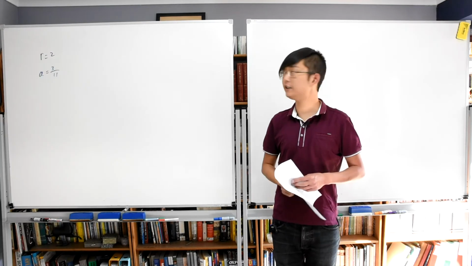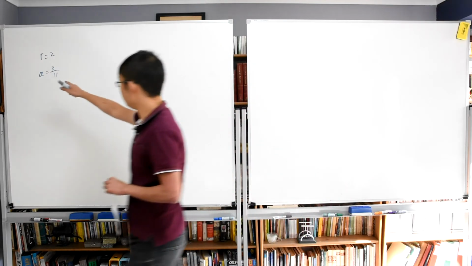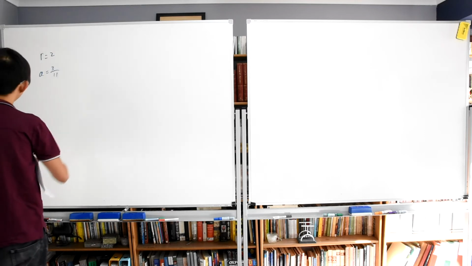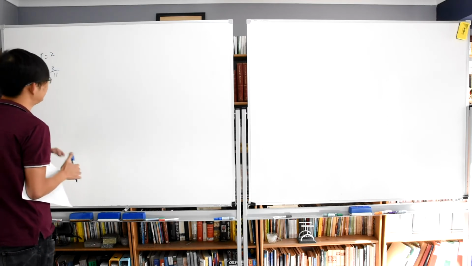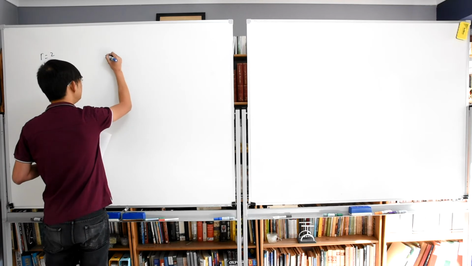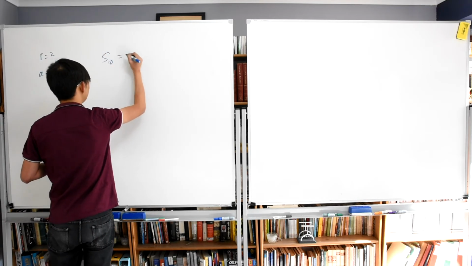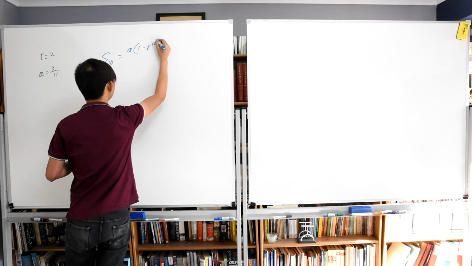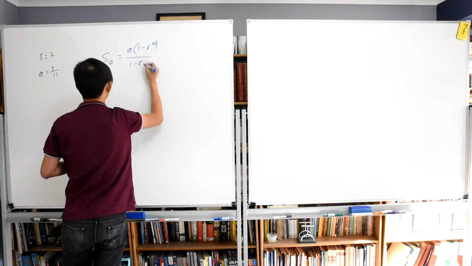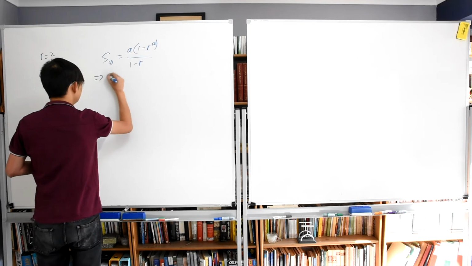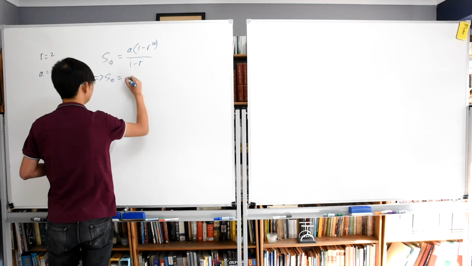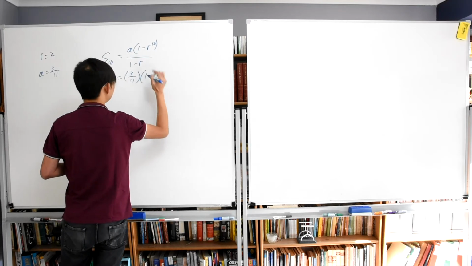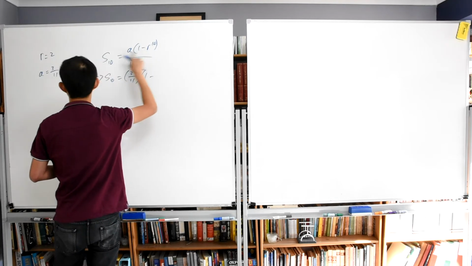As for the sum to 10 terms, we know that the a value is going to be 3 upon 11. We know that the common ratio is going to be 2. Let's just plug it into the sum of a geometric series formula. Sum of 10 terms is going to be a times 1 minus r to the 10 over 1 minus r. But what is a? 3 upon 11. 1 minus, what is the r value? 2.